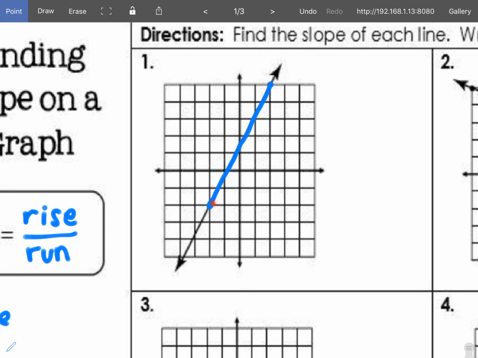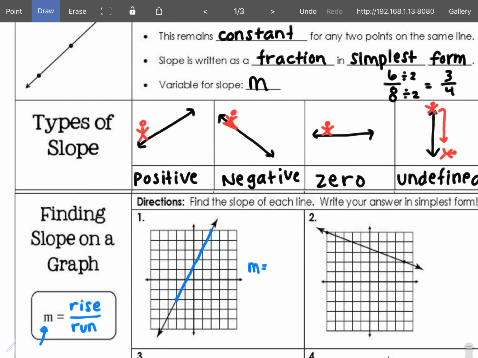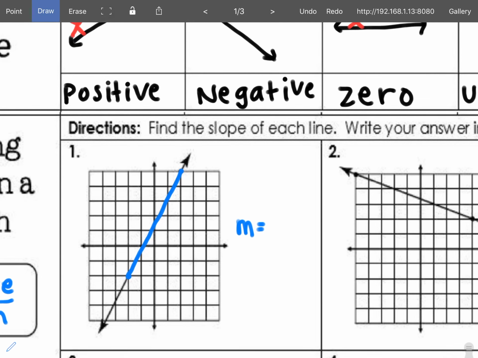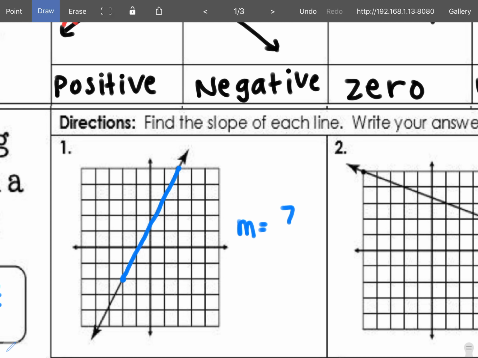And we're going to rise until we get to the same height as this point. So let's go up. 1, 2, 3, 4, 5, 6, 7. So we're going up 7. So m equals. Now remember, when we rise, we're either going up or down. Did we go up or did we go down in that case? We went up. So it's going to be a positive 7.